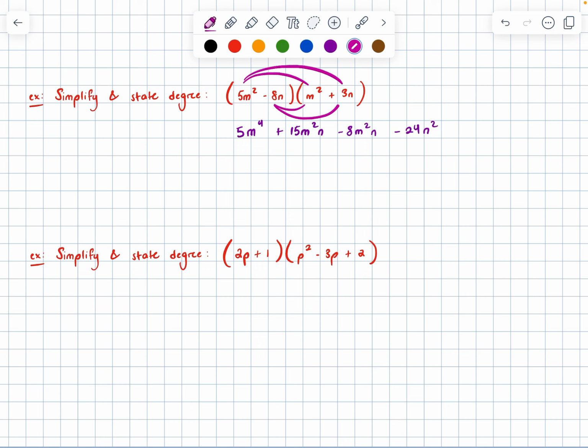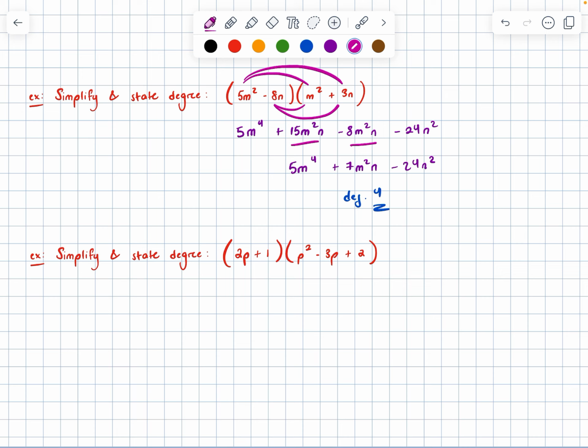All I've got to do now is combine my like terms. 15m squared n, take away 8m squared n. I'm left with 5m to the 4th plus 7m squared n minus 24n squared. The degree of this polynomial, again, it's already in standard form. I'm going to take the degree of my first term. This guy is quartic. It has a degree of 4.